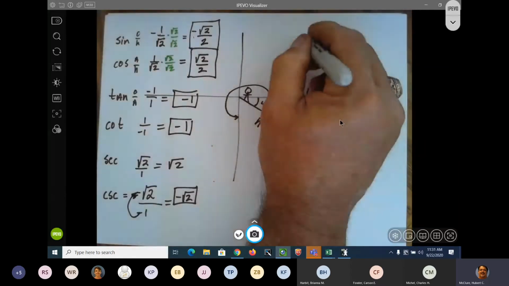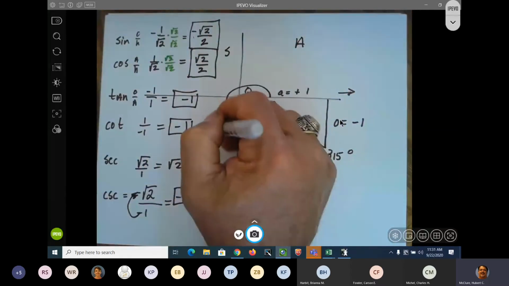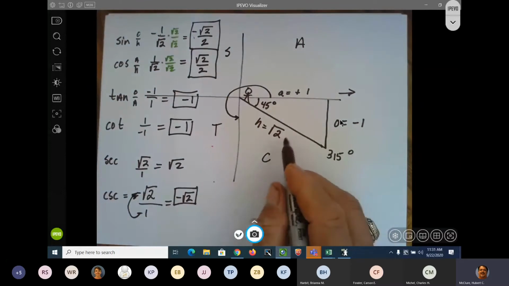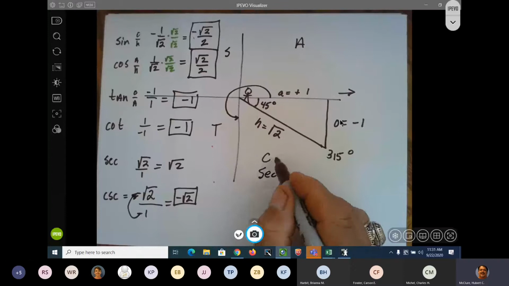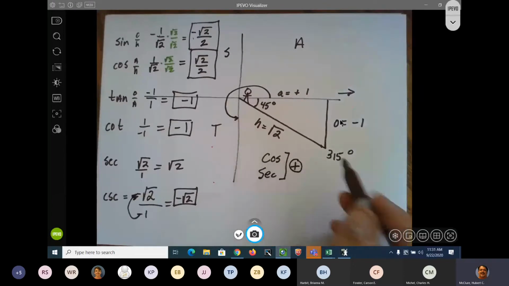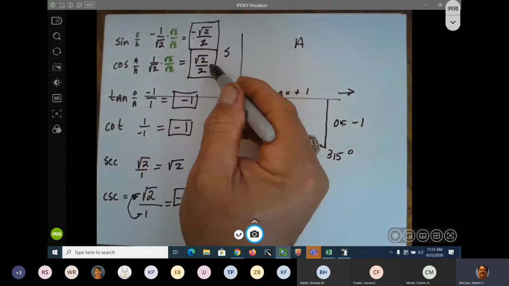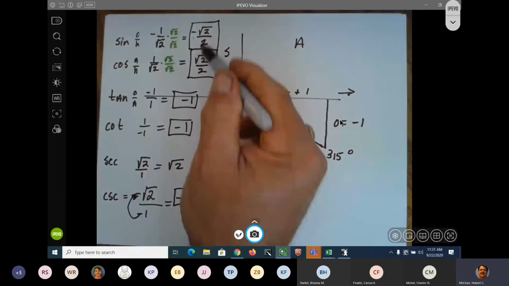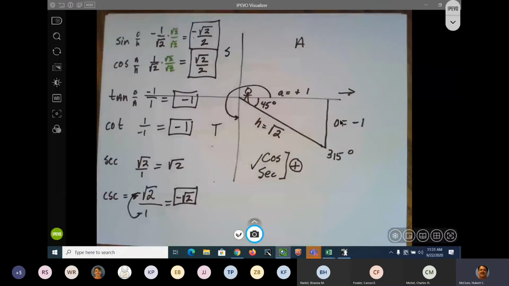All students take calculus. So the cosine and the secant are the only ones that are positive. Let's look. Cosine is positive and the secant is positive. The rest are negative, so that checks. That is a test question, so make sure you can do it.